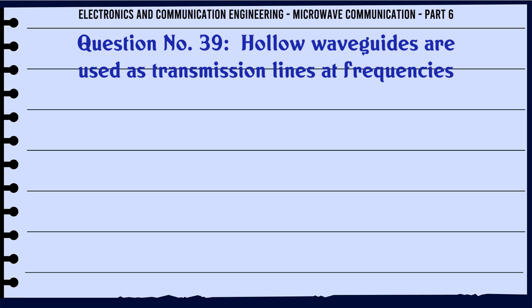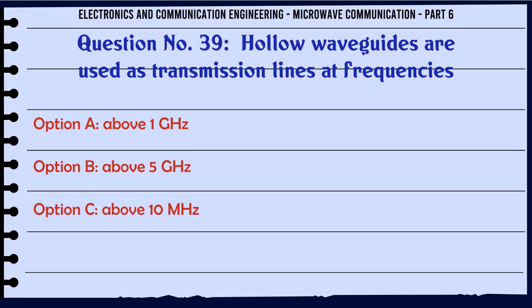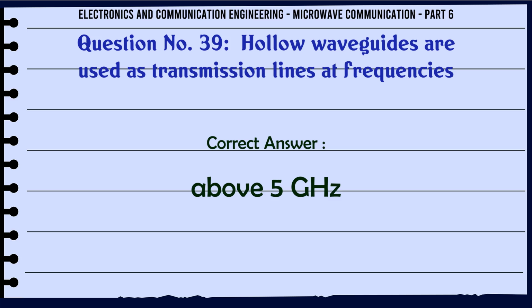Hollow waveguides are used as transmission lines at frequencies A: above 1 GHz, B: above 5 GHz, C: above 10 MHz, D: above 1 MHz. The correct answer is above 5 GHz.